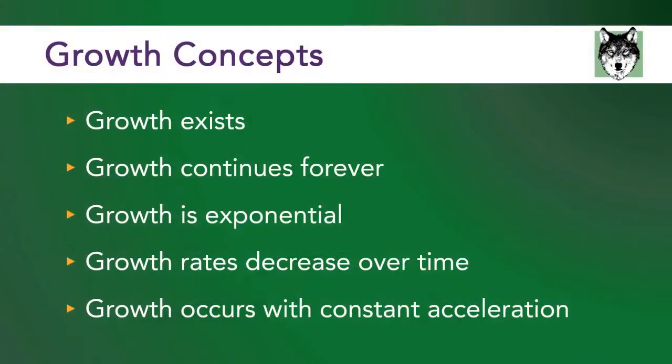In my previous videos, I gave you 5 key characteristics of growth. Growth exists, growth continues forever, growth is exponential, growth rates decrease over time, and growth occurs with constant acceleration. Now I want to spend some time talking about the first one. Growth exists. Now we've already talked about what this means. This means you can look at economic activity and identify this phenomenon we call growth.